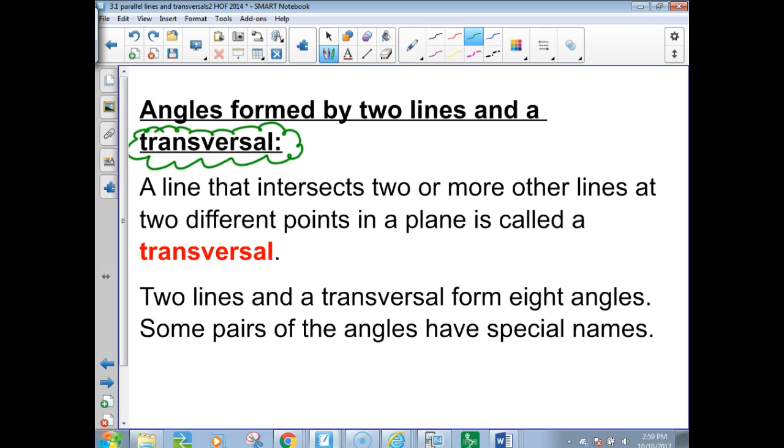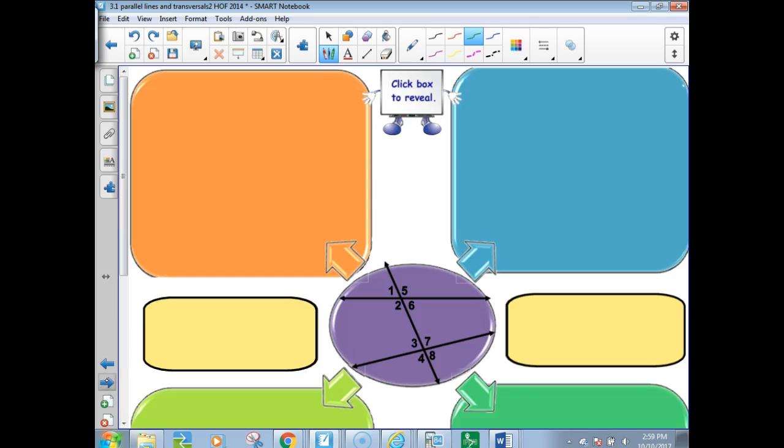Sorry. A line that intersects two or more other lines at two different points is called a transversal. Two lines and a transversal form 8 angles. Some pairs of angles have special names. This is on the front of your ISN. We are going to fill this out, and then we're going to go back into the packet.